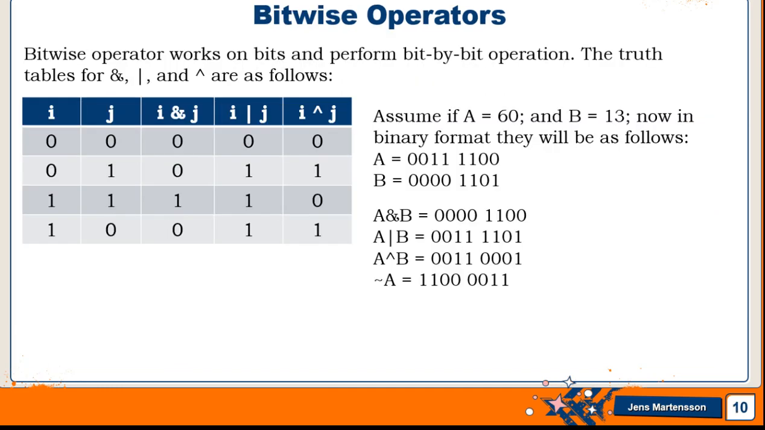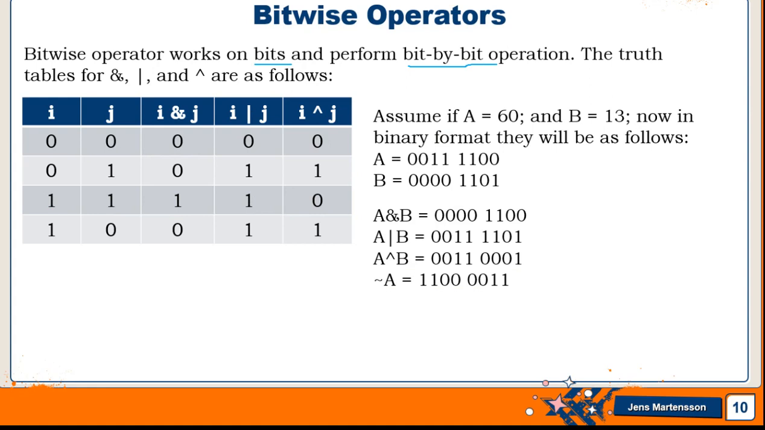We have the bitwise operators. Remember that it's bitwise, so they operate on bits and perform bit-by-bit operations. So let's take an example here. We have I, which is equal to this, and we have J. So I and J is like an AND gate, I or J is like an OR gate, and I XOR J is like an XOR gate.